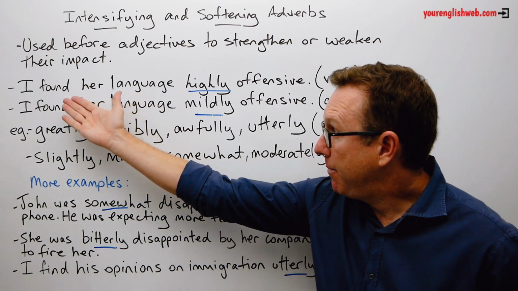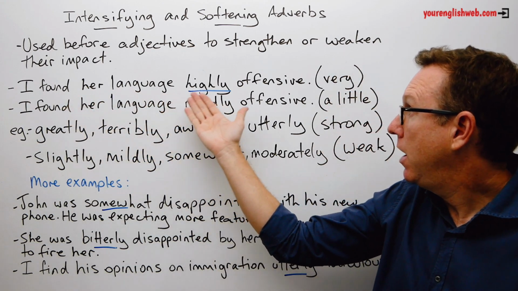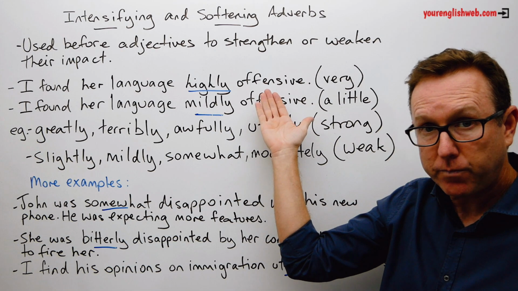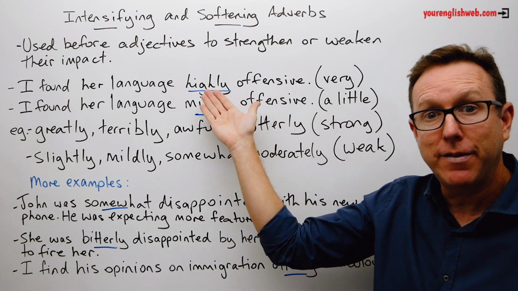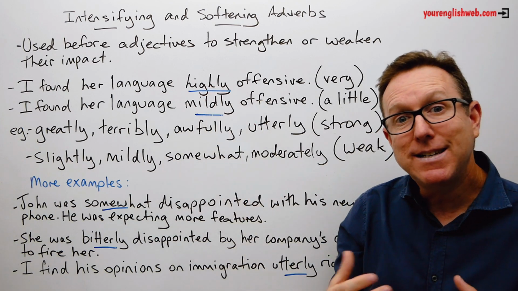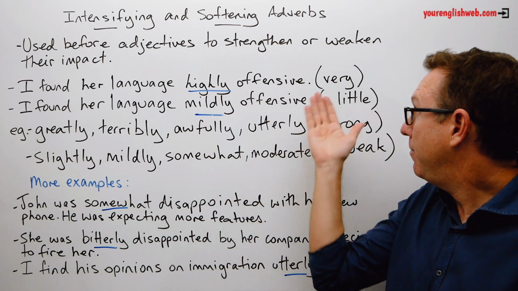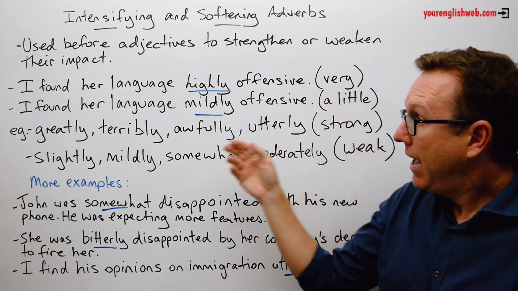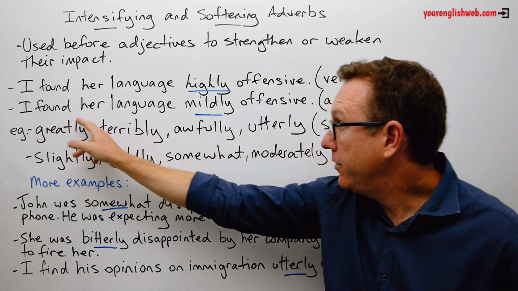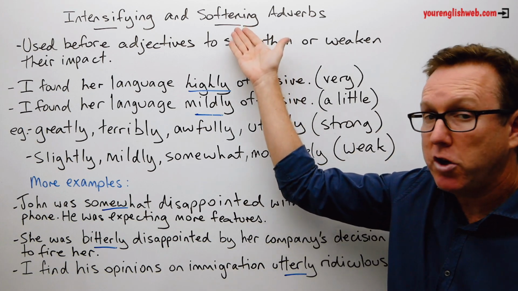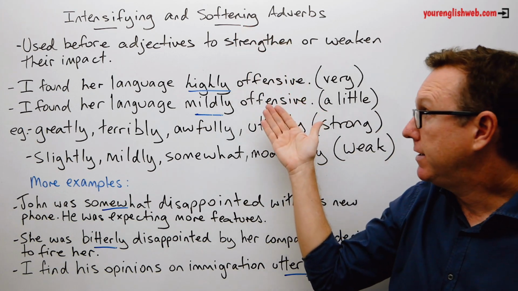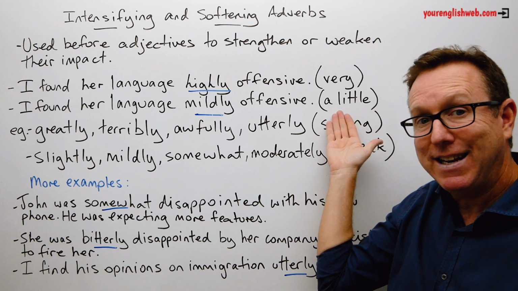So the first example, I found her language highly offensive. Okay. So highly offensive, highly here being the adverb, the intensifying adverb, and it means very. And in the second sentence, I found her language mildly offensive. Okay, so we're softening the adjective here, and it means a little.